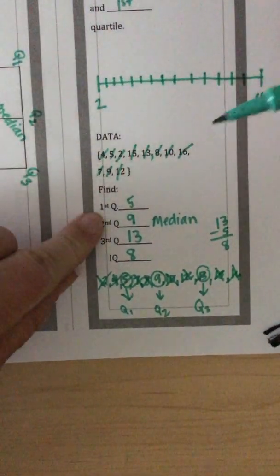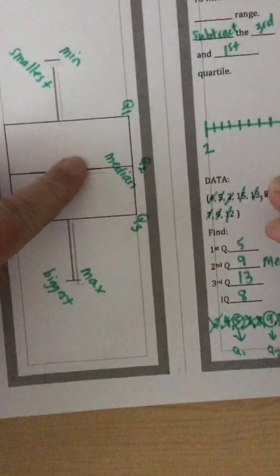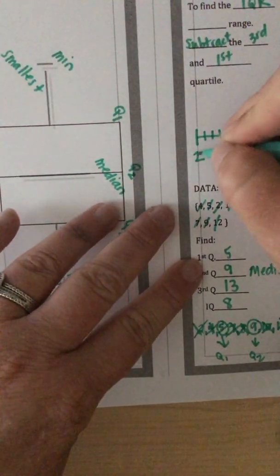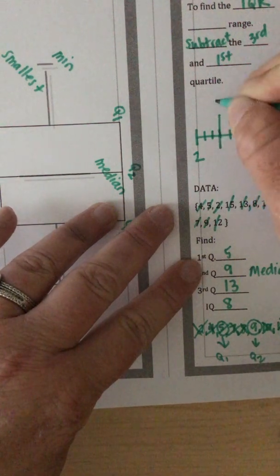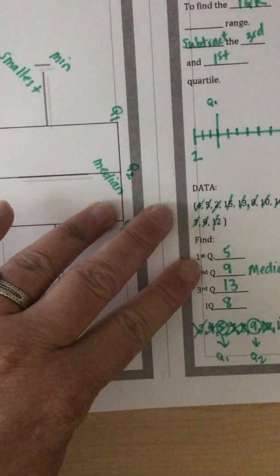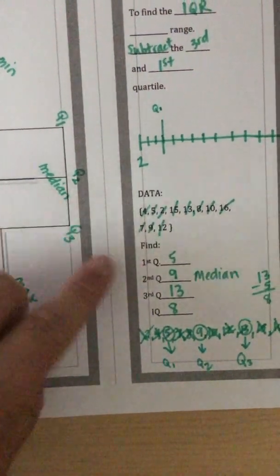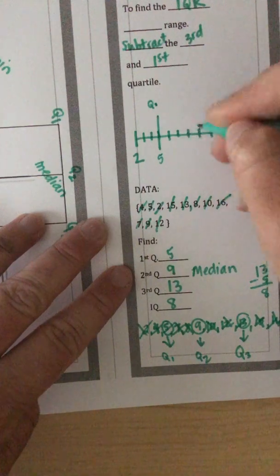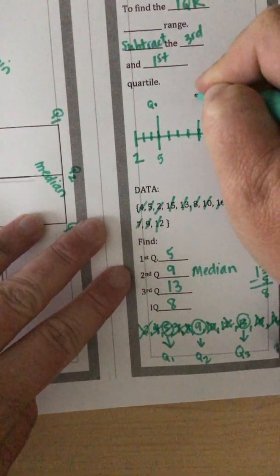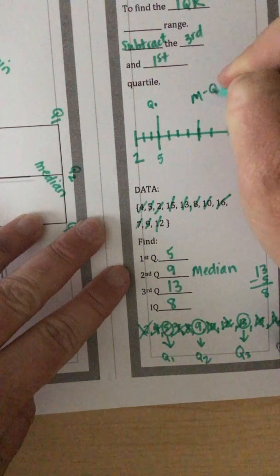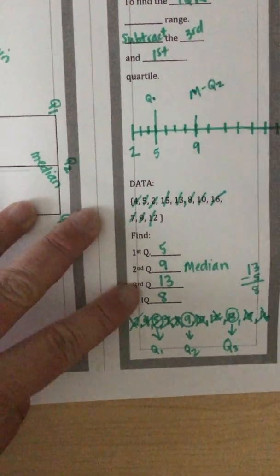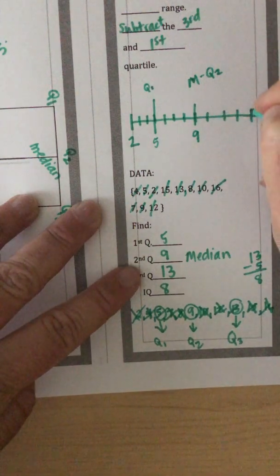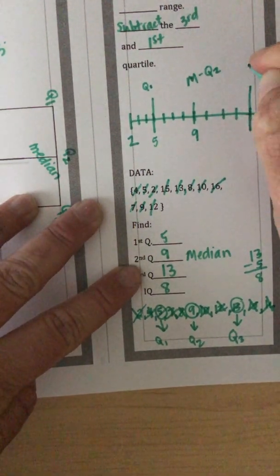All right, so my Q1, remember if you're looking at this, the Q1 is the first part of your box, so my Q1 is going to be 5. So 2, 3, 4, 5. So this is my Q1. That's the start of my box. My Q2 is 9, so this is 5. So 6, 7, 8, 9. This is my median, or my Q2. And then my Q3 is 13. So 9, 10, 11, 12, 13. So this is my Q3.